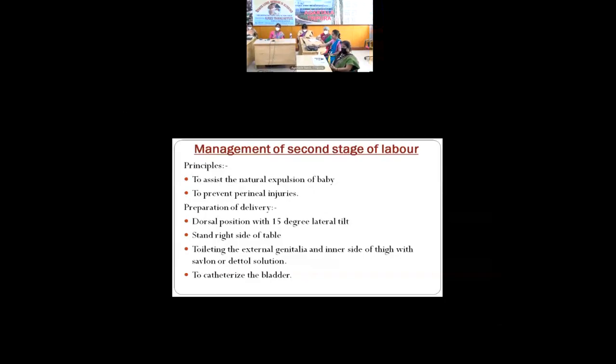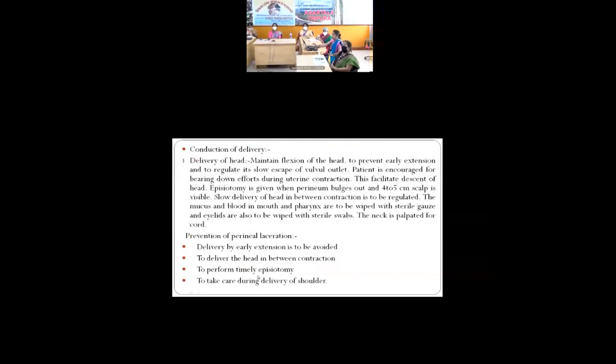So management of second stage of labor: the principle is to assist the natural expulsion of baby and to prevent perineal injuries. Preparation: dorsal position with 15-degree lateral tilt, stand on the right side of the table, toilet the external genitalia and inner side of the thigh with Savlon or Dettol solution, catheterize the bladder, and conduct the delivery. The first step is delivery of the head.